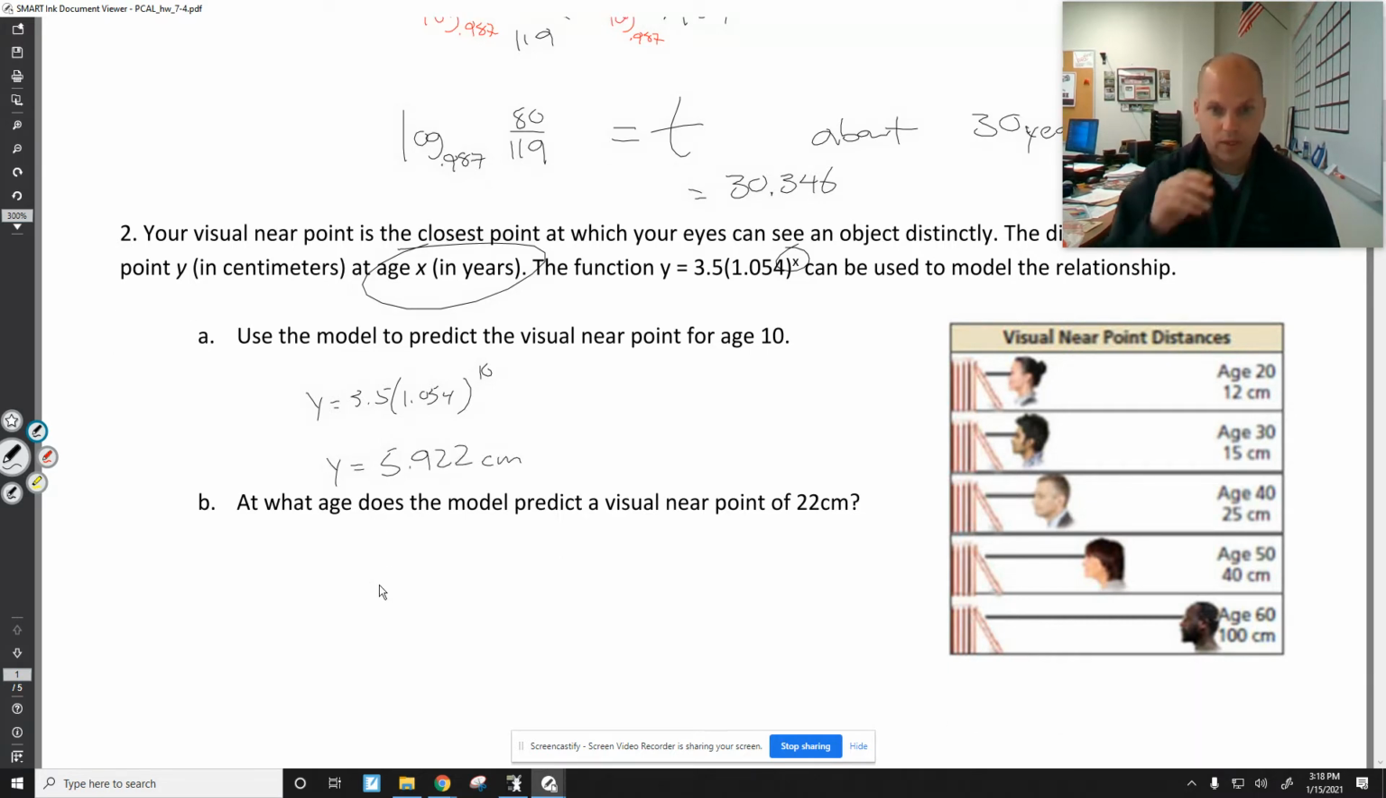What age does the model predict a visual near point of 22 centimeters? Well, obviously, it's between 30 and 40, right? If we look at this diagram, between 30 and 40. So I'm thinking it's closer to 40 than 30. Let's see what this formula says. When y is 22 centimeters, 22 equals 3.5 times 1.054 to the x. And you solve this similar to the last one. You're going to divide by 3.5. 22 over 3.5 equals 1.054 to the x. How do you solve for this? Log base 1.054.